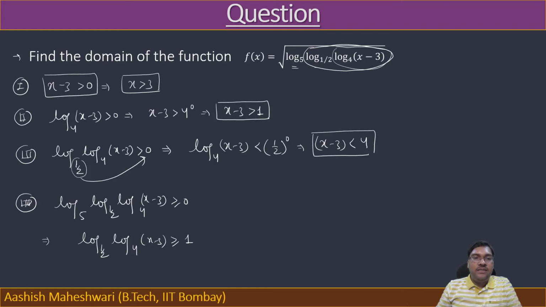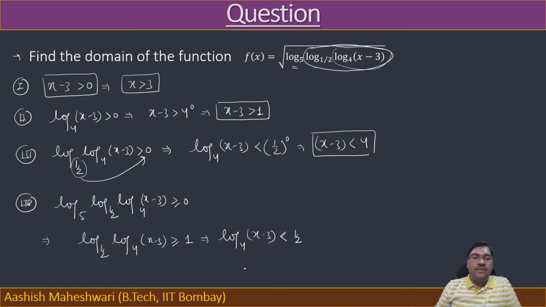Now if I take this power on this side, you can see half raised to 1. Now the sign of inequality will reverse. So this will be 4x minus 3, and the sign of inequality will be reversed. So this is half raised to 1, right?